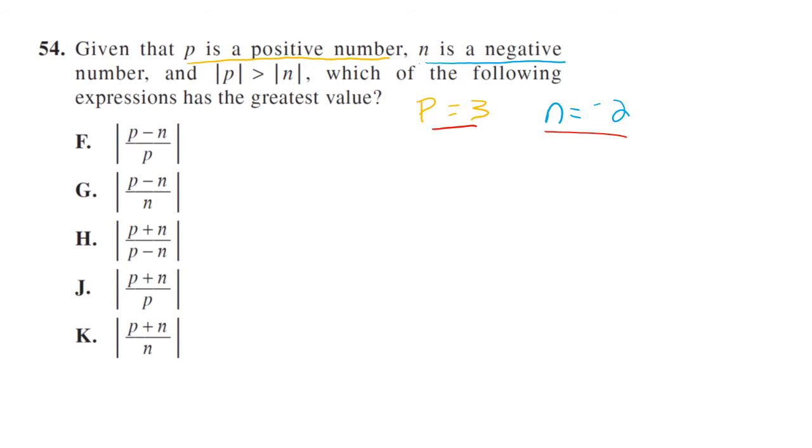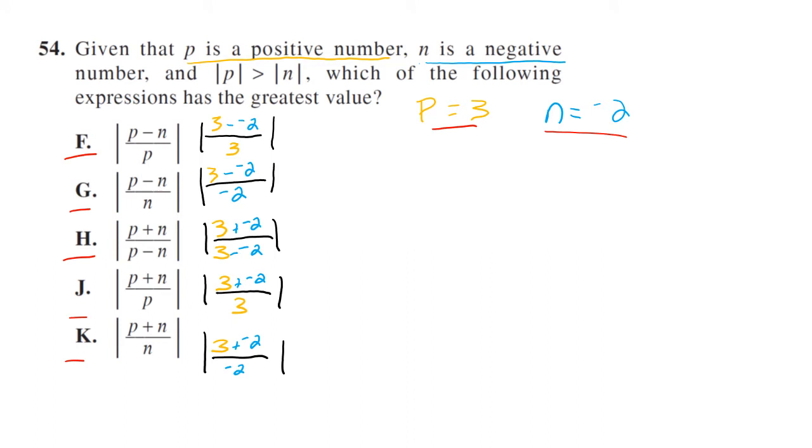Now I'm going to plug them all into the answer expressions to see which one gives me the greatest value. Okay, so I wrote each of these in. So 3 minus negative 2 is 3 plus 2, over 3. So that's going to equal 5/3. And 3 minus negative 2 is 5. Over negative 2, absolute value, so it becomes 5 halves.